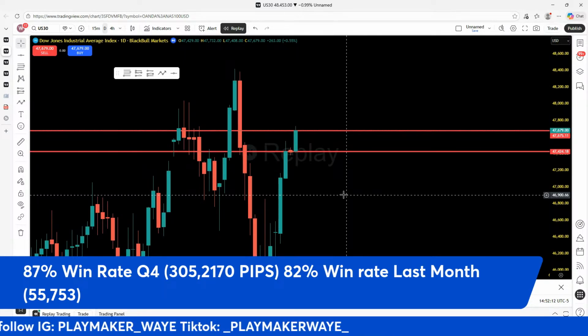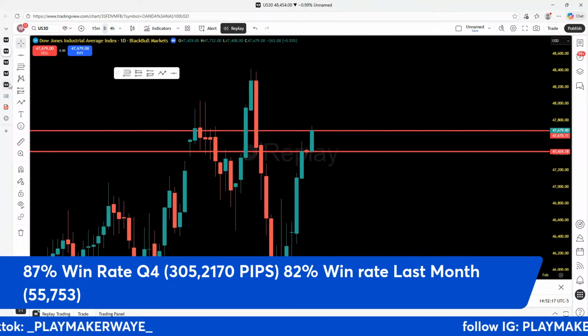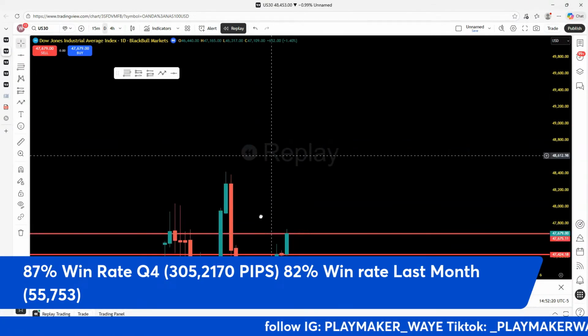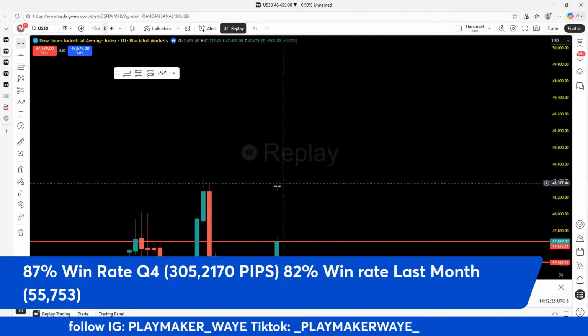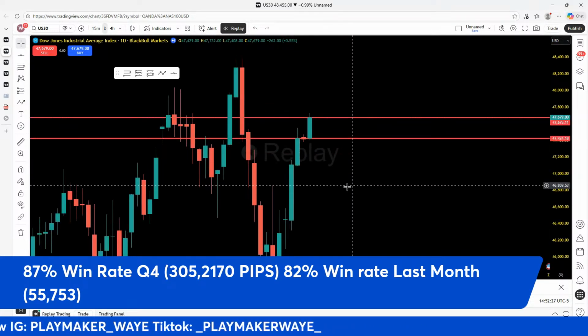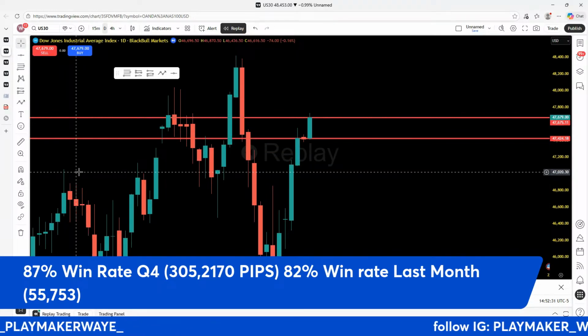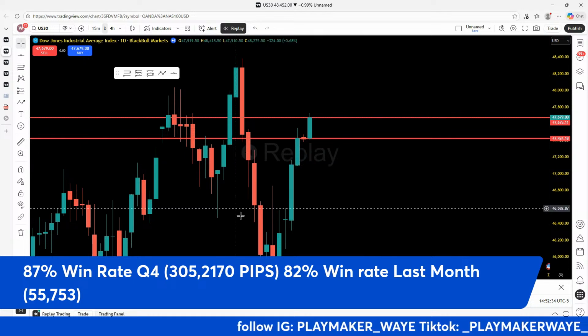So if we're in an uptrend, what move is bigger? The move to the upside or the move to the downside? If we're in an uptrend, trending upwards, what move is bigger? Let me know in the chat. Up.